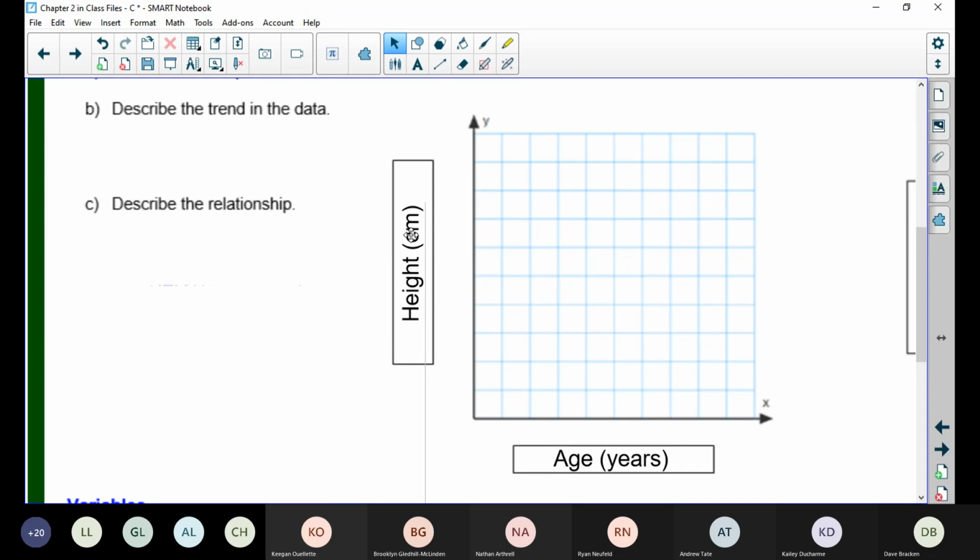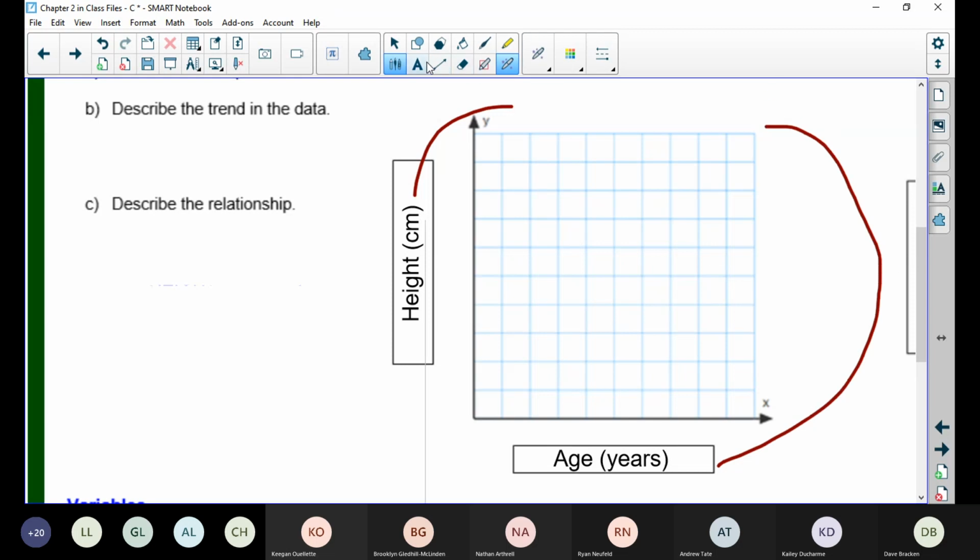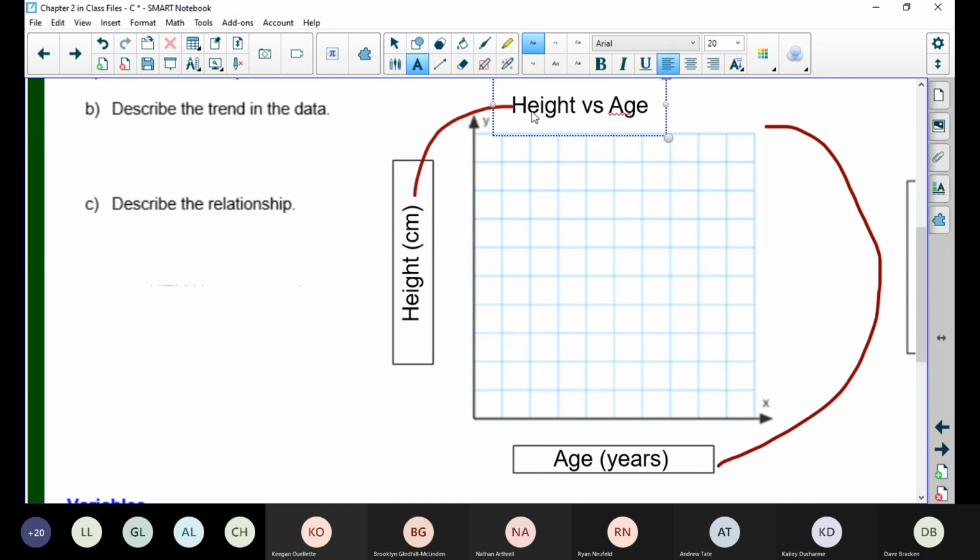You never pick. You never decide, today I want to put the first one on the side. It's always bottom, first one, side, second one. The title, though, is a little bit weird because it's the second one versus the first one. So our title in this case is going to be height versus age.